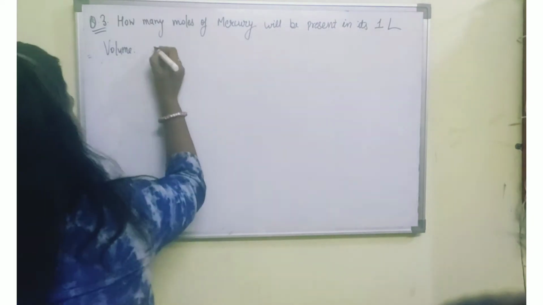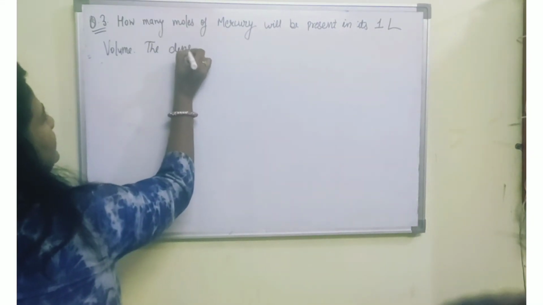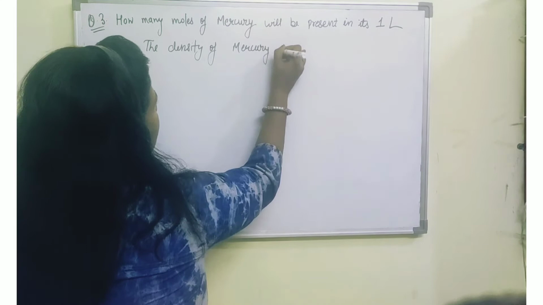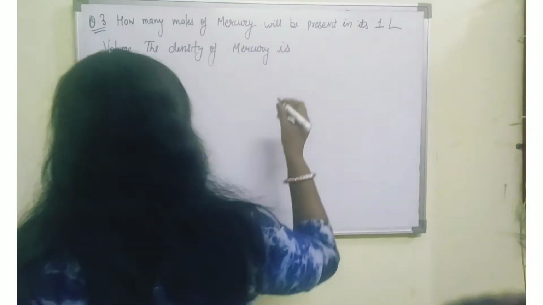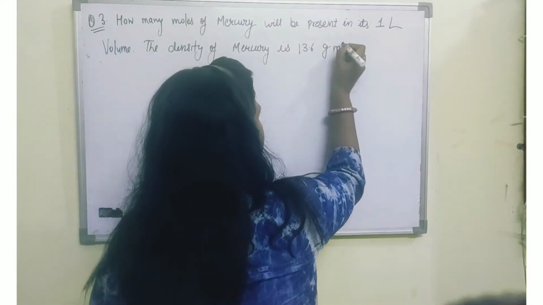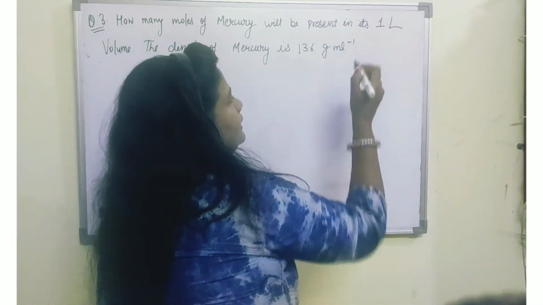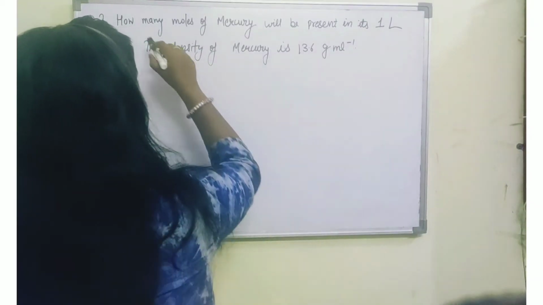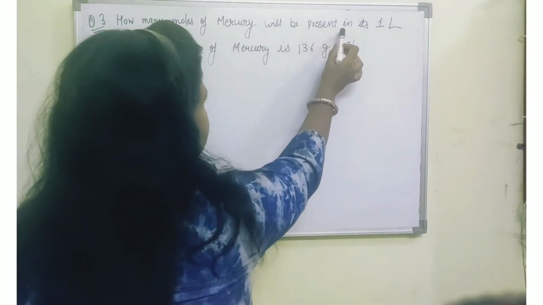Okay, the density of mercury is 13.6 gram per ml. Okay, this is given to you. Density of mercury is given to you, and you have to calculate how many moles of mercury are present in its 1 liter. First of all, we use only grams, correct, in place of kilogram. So we will use the ml in place of liter. So we have to change.